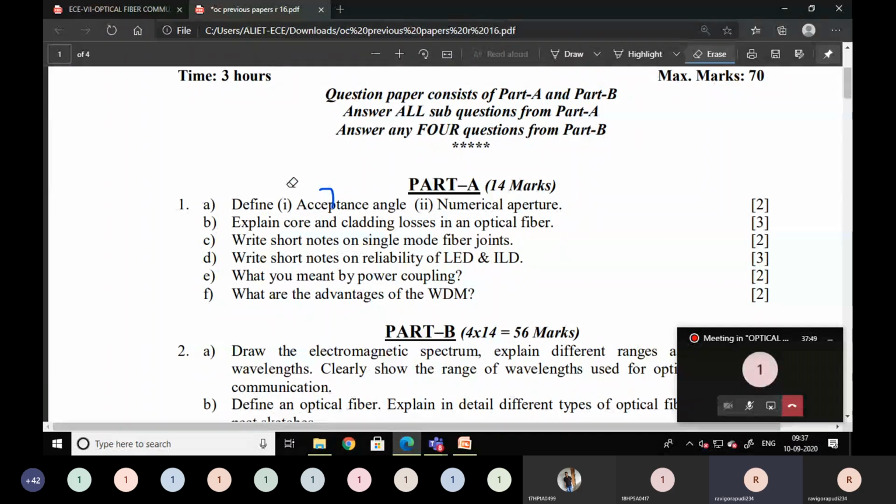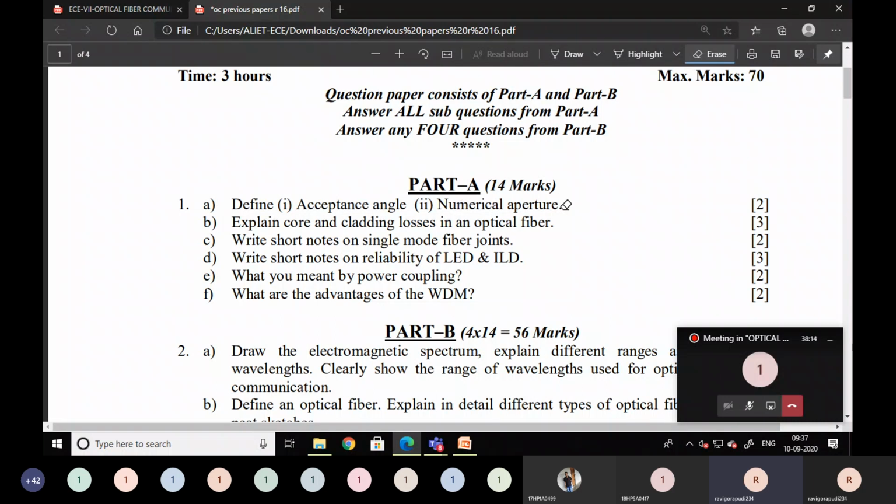Okay, here, after not only the definition but also the formula you have to write. Define acceptance angle. The maximum light accepted from outside into the fiber core is nothing but the acceptance angle. That is, theta m or theta a is equal to sin inverse of NA. Like that you have to write. That is acceptance angle.